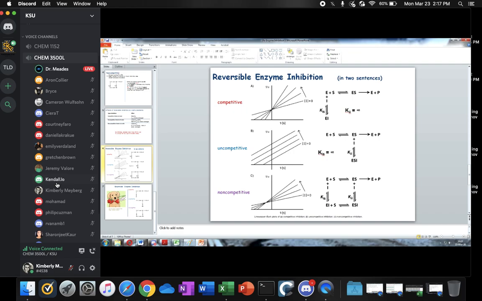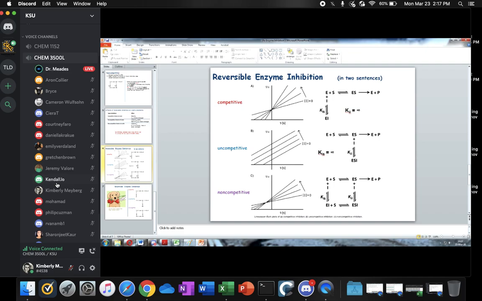So in the case of competitive, I think I got one over the lab. The KIS represents the dissociation constant of EI, how rapidly EI falls apart. And KII represents how fast ESI falls apart into ES and I. Right? So for competitive, it never binds to ES. The way of saying that is KII is infinity.